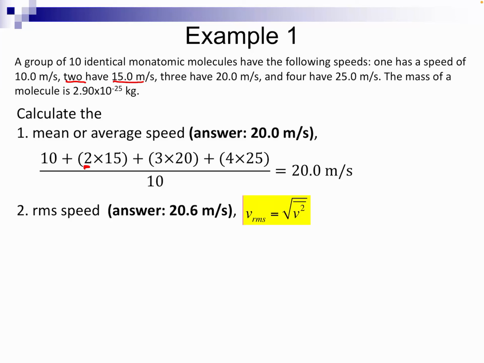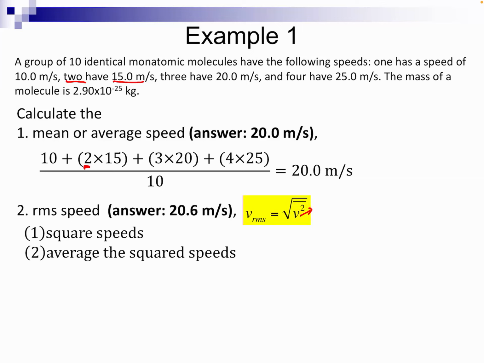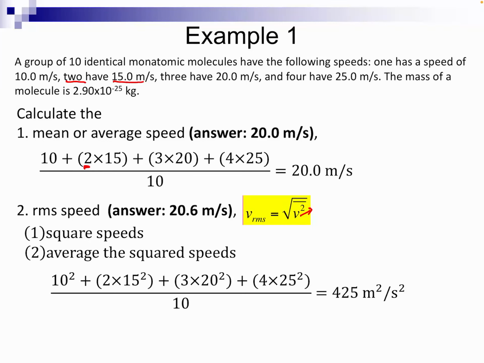RMS speed is defined as the square root of v squared average. So if you don't have one of these fancy calculators, this is how you calculate RMS speed. First, you need to work from inside going out. So you need to do the square first. You square the speeds. And then after squaring the speeds, you get the average of the squared speeds. Again, getting the average is the usual way we get the average.